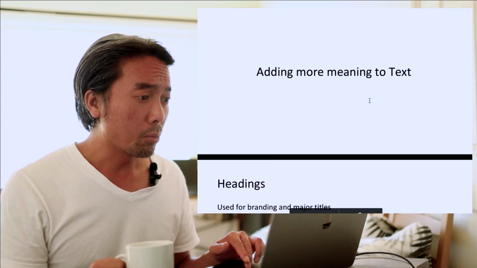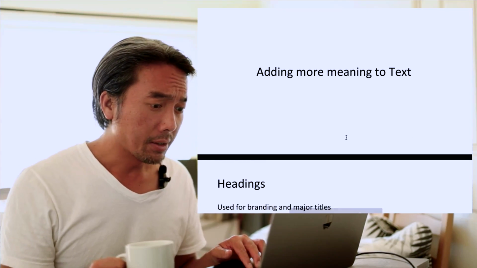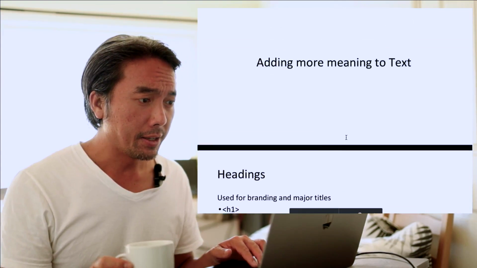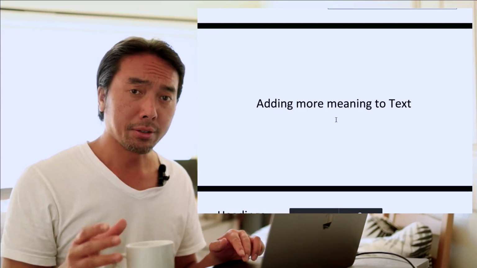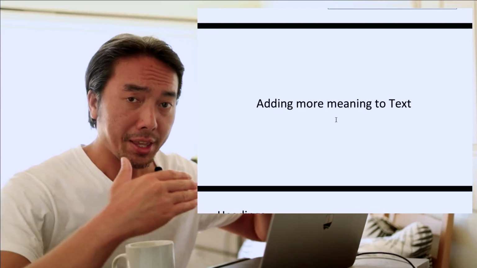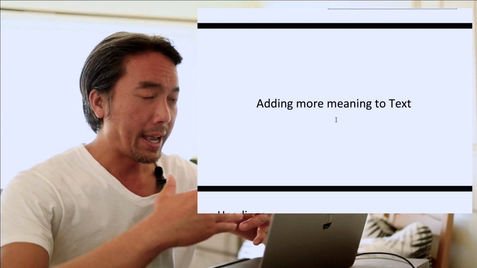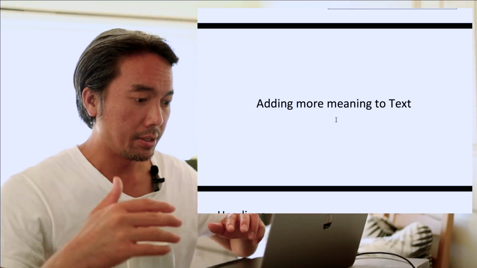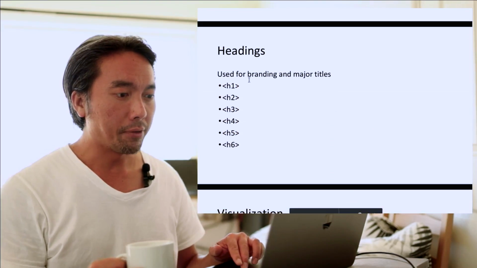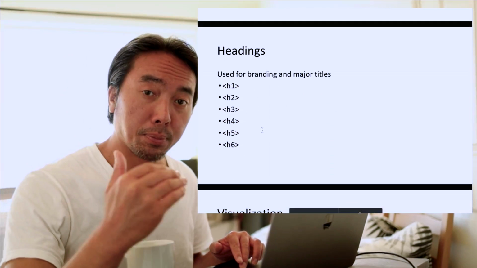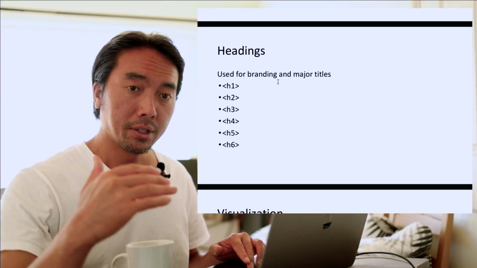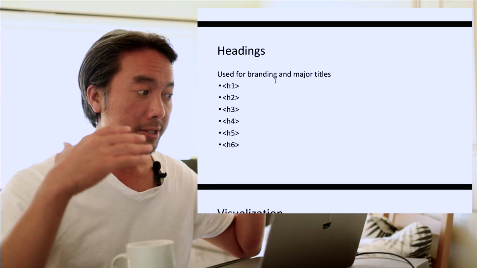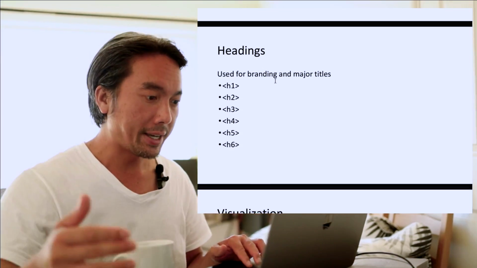Okay, adding more meaning to text. So let's say now we're going to focus on HTML tags on the text itself. Adding more meaning to the text, the content. And again, here we have our H tags to specify that this piece of text is a title, pretty much. H tags are for titles.